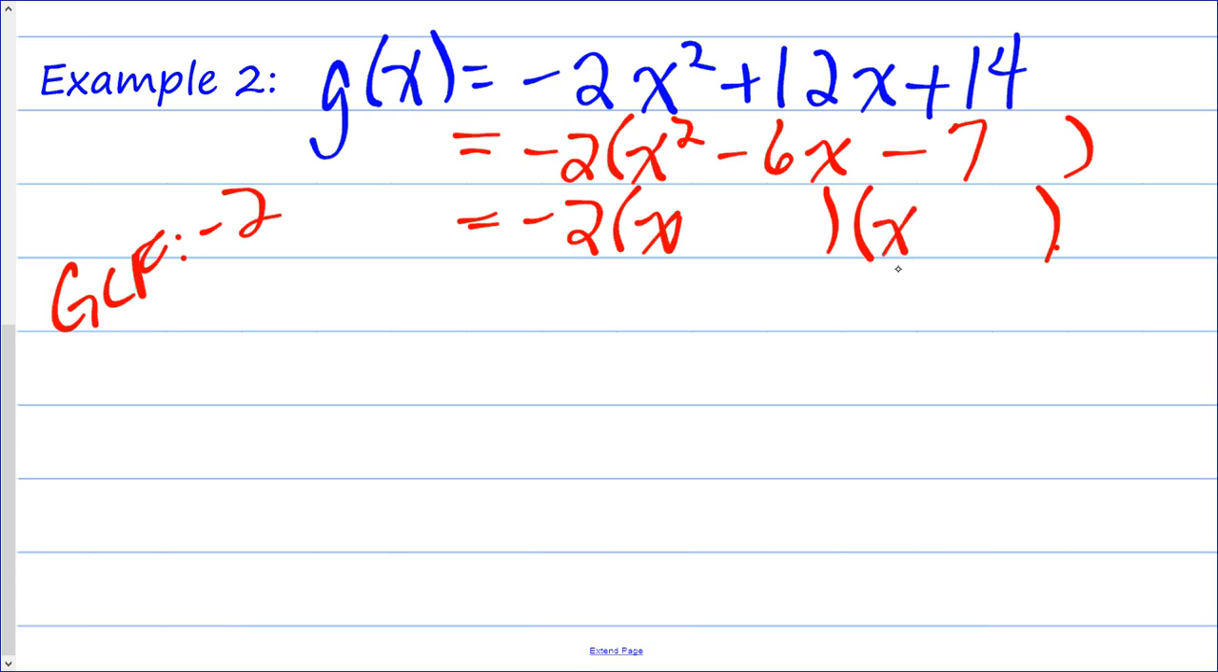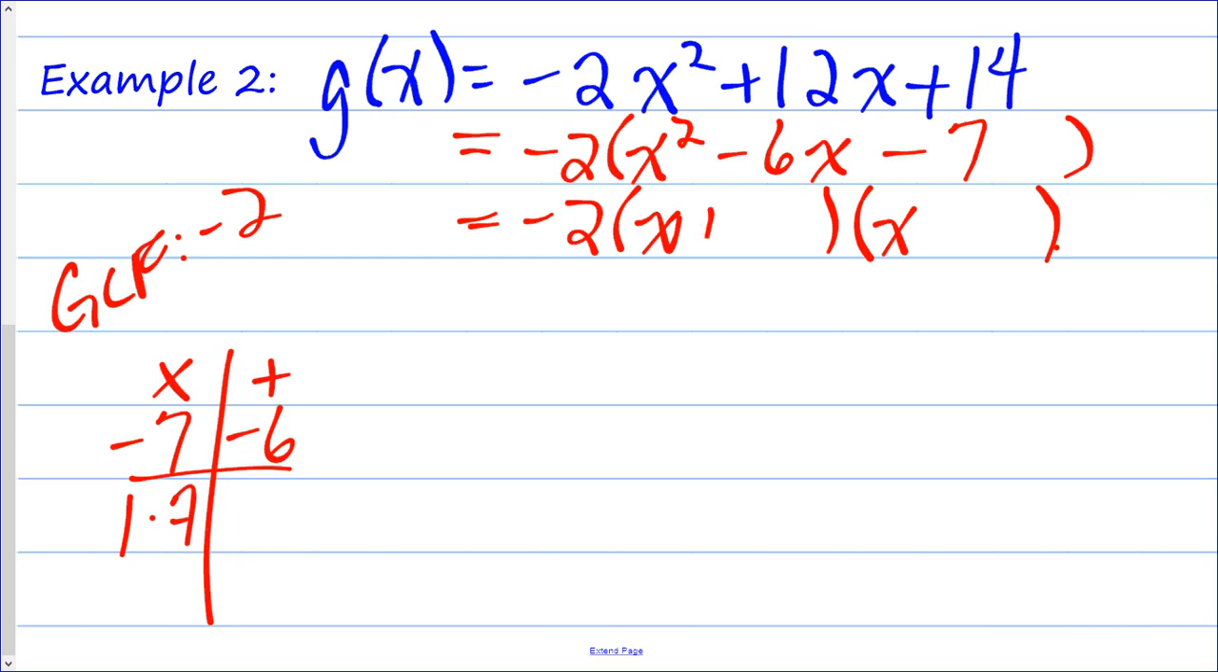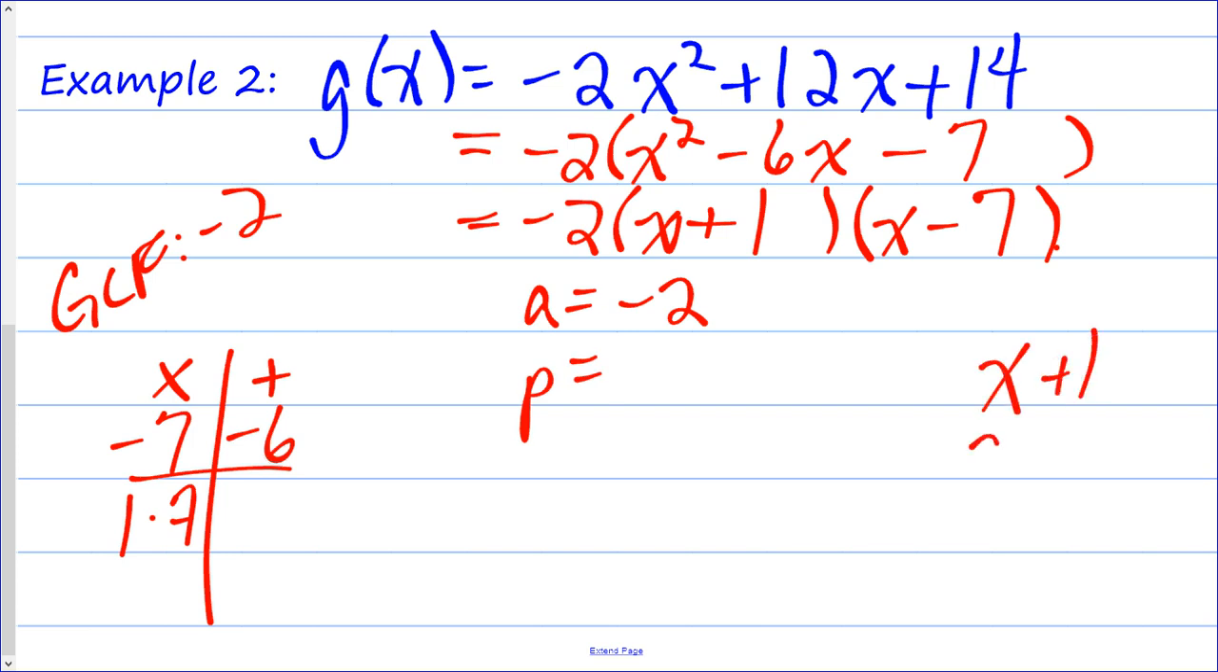I am going to multiply to negative 7 and add to negative 6. So 1 and 7 with the 7 being negative. So plus 1 minus 7. And again, if I pick out my A, P, and Q, my A is that number in front. It was my GCF that I pulled out. My P, it's X minus P. So this X plus 1, you're going to think of as an X minus a negative 1. So P is negative 1, and Q is 7.